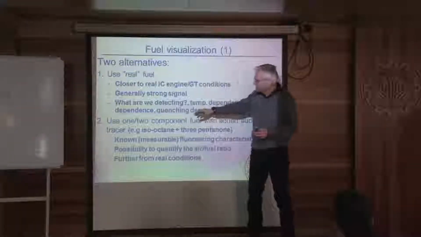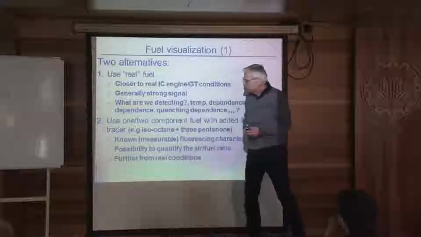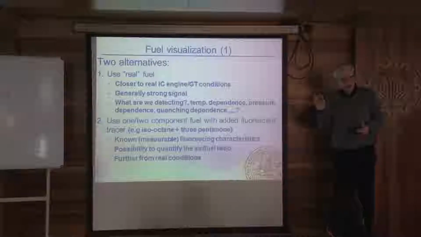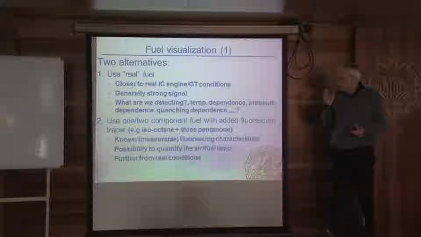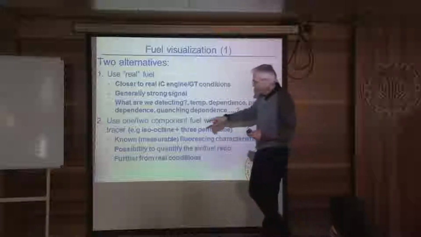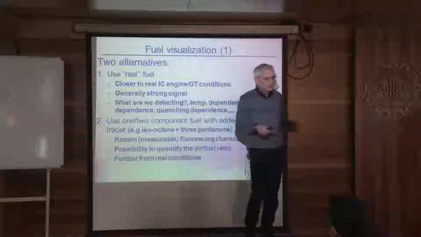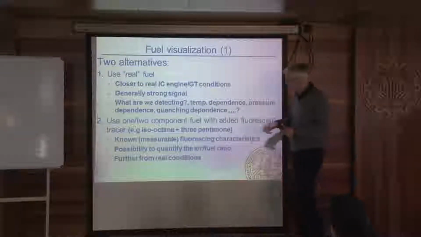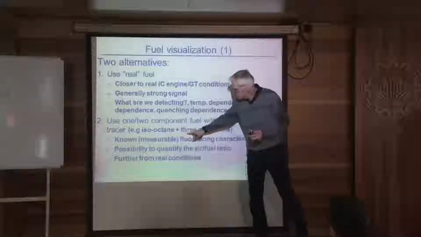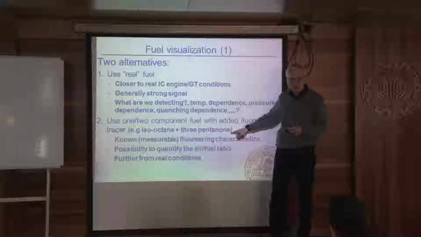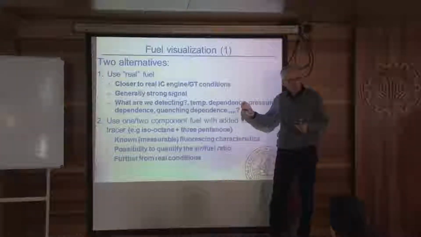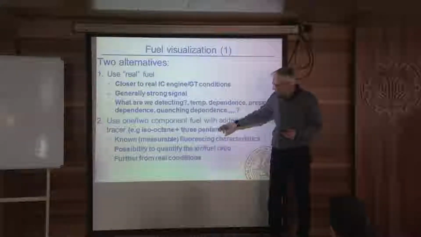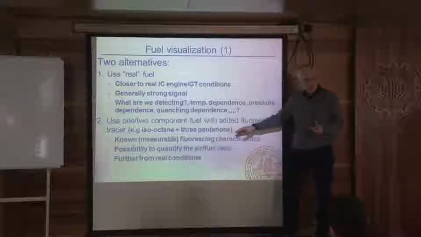Then we have the other alternative, that is to use a one or two component fuel where we add a specific tracer. For example, isooctane is a one component fuel. It does not give rise to any fluorescence. And then we can add a small amount of another species where we can control exactly. And then we know what is giving rise to fluorescence.